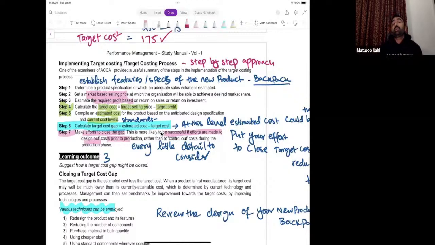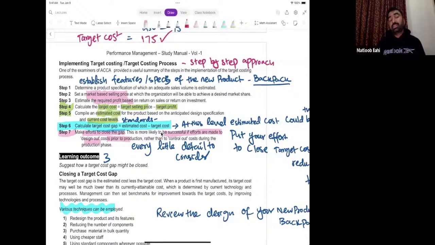Step number 3, we will determine what profit margin or how much return we want from this product. Step number 4, we will calculate target cost. So the target cost formula is target cost equals target selling price minus target profit. Step number 5, now we calculate current cost. We also use the word estimated cost, and this cost is at the current cost level. Okay, so we will calculate this cost.